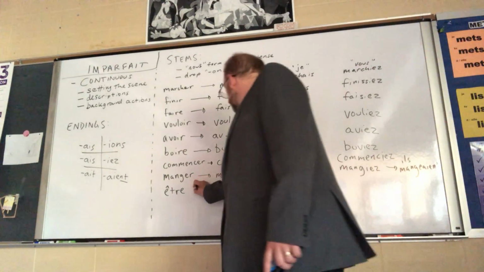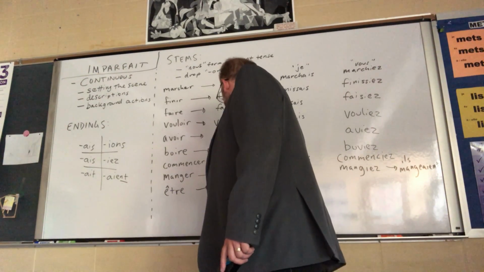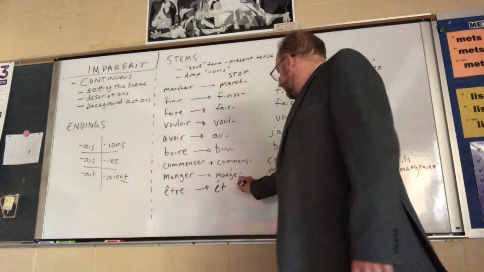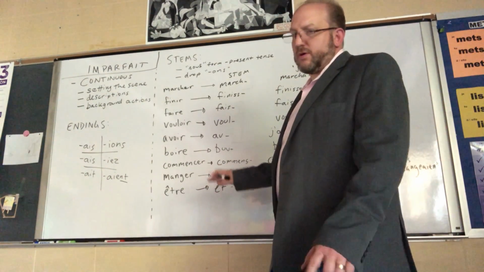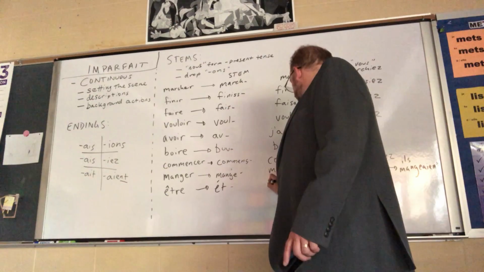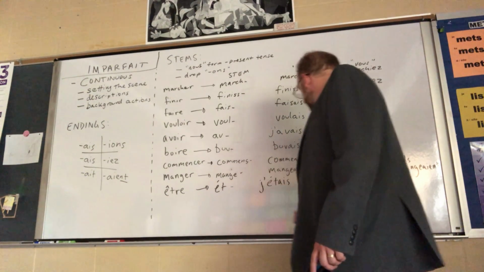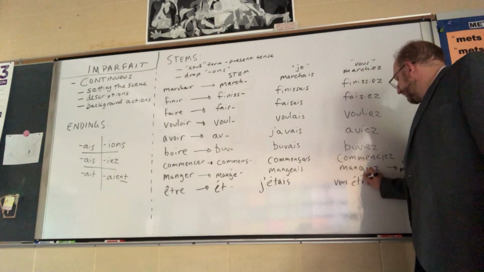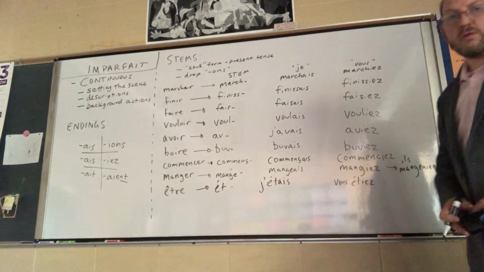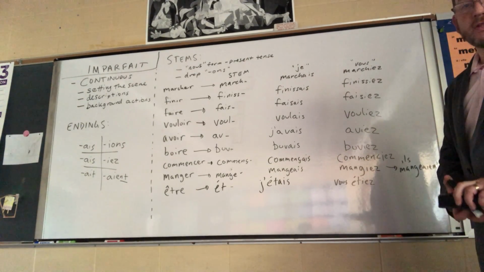Lastly, être. Être obviously is extremely important in the imparfait. Our stem here is actually ét. You don't go through the regular thing. Être is irregular almost all the time. So you've got a different stem. I was, j'étais. You guys were, vous étiez. That gives you a sense of the conjugation of verbs in the imparfait. Hopefully this was helpful.